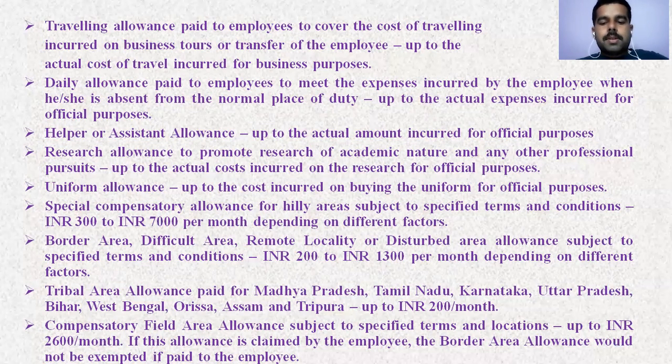If this allowance is paid, border area allowance would not be exempted if paid to the employee. Okay, if they have already incurred it, if they have benefited, then automatically what happens? After the exemption, it will not be allowed. Here you observe these conditions: border area, difficult area, remote locality, disturbed area. For them, these types of allowances are incurred under this section.